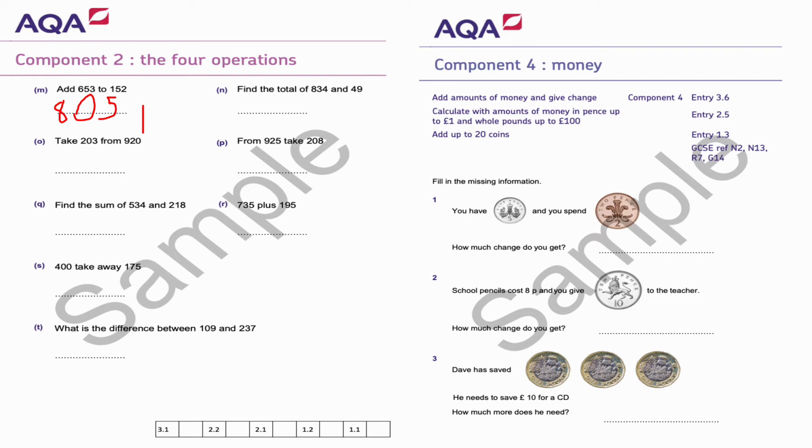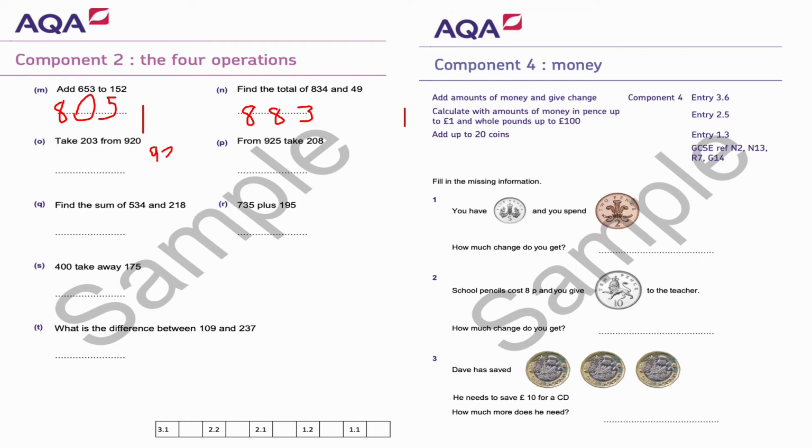Okay, so 834 add 49. 4 add 9 is 13. 3 carry the 1. 3 add 1 is 4. Add the 1 is 8. And then I'm going to have an 8 there as well. Okay, next one. 920 take away 203.